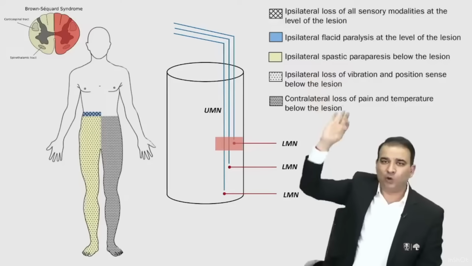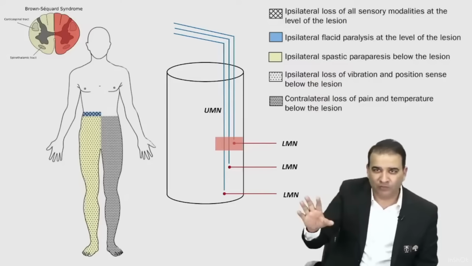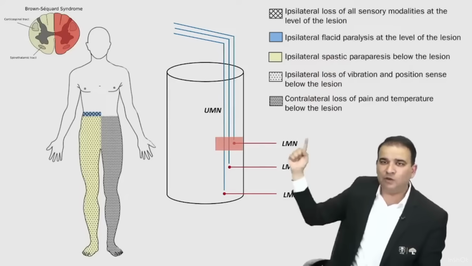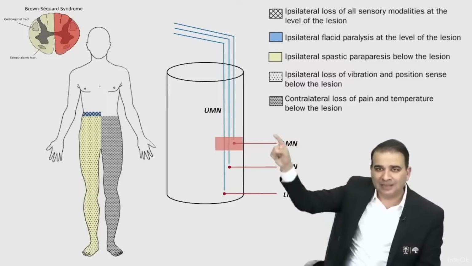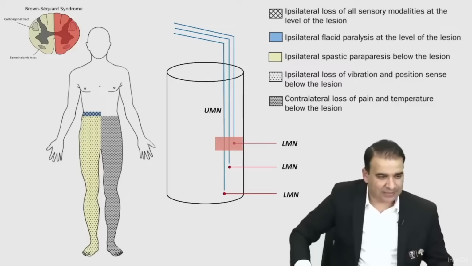The first thing: there will be ipsilateral loss of all sensory modalities at the level of lesion. That applies to all of them here. Then you have to think about the pyramidal tract, and then the spinothalamic tract. You can compare these different shades and colors with the picture given here when you revise these slides.